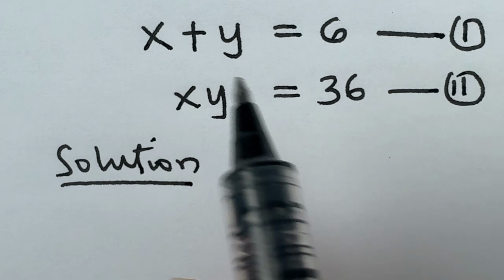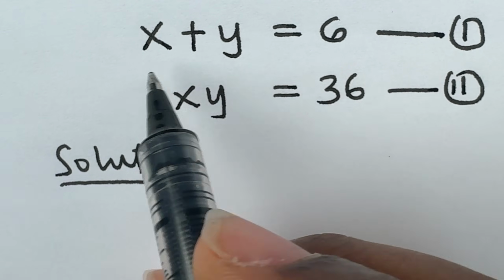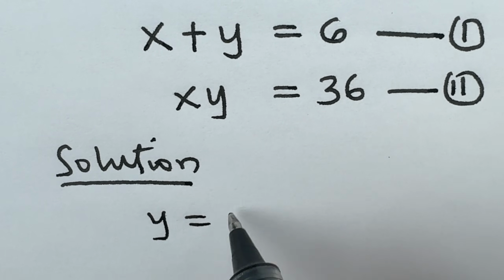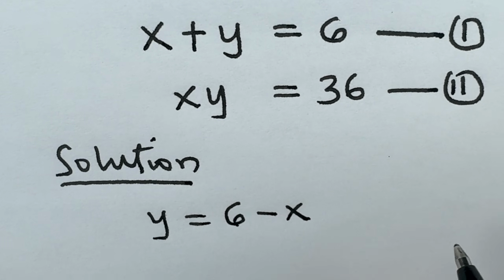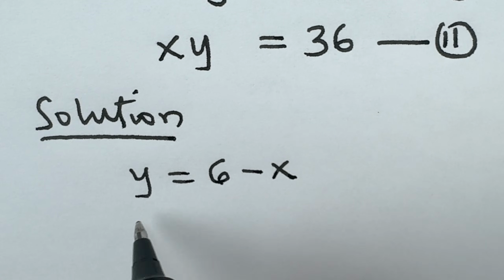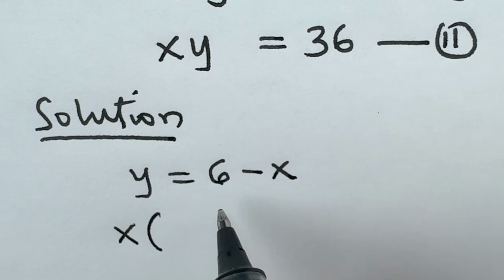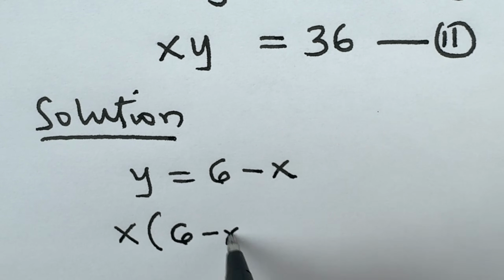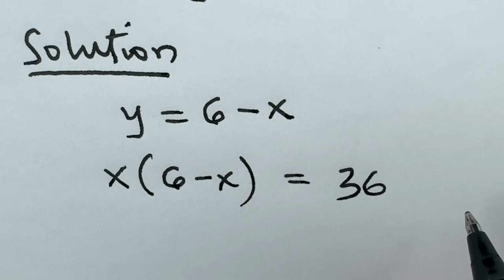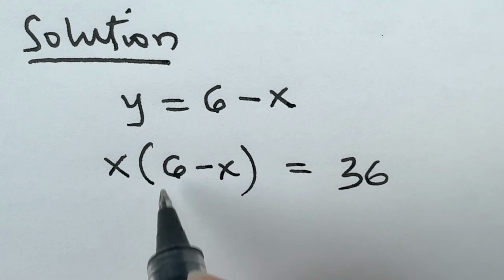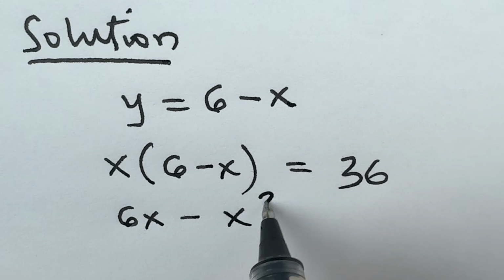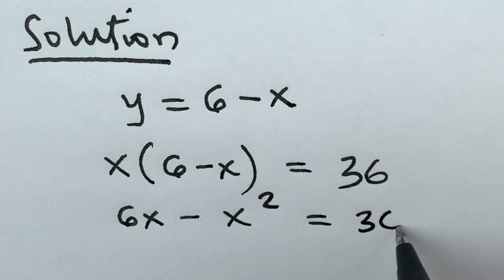From equation 1, let's make one of the variables the subject of the formula. I'll use y, therefore y will give us 6 minus x, and then we go into the second equation and substitute for y, so that it becomes x into y, which is now 6 minus x, is equal to 36. Let us open this bracket. x times 6 is 6x. x times x is x raised to power 2, is equal to 36.